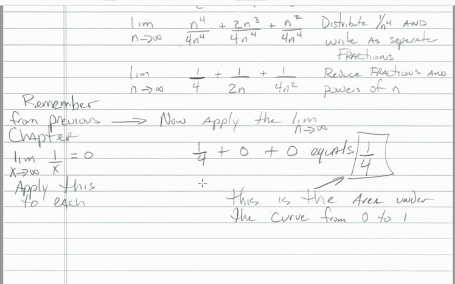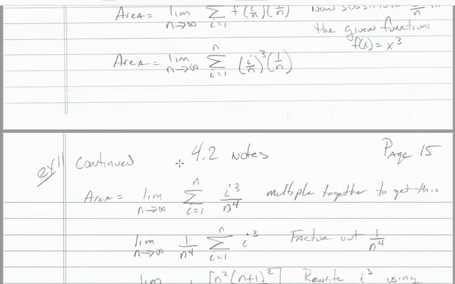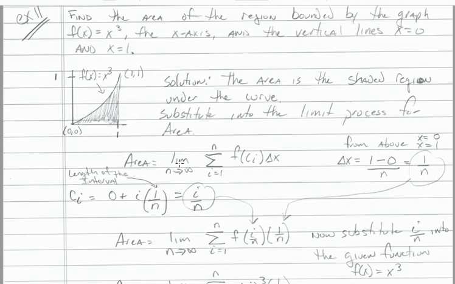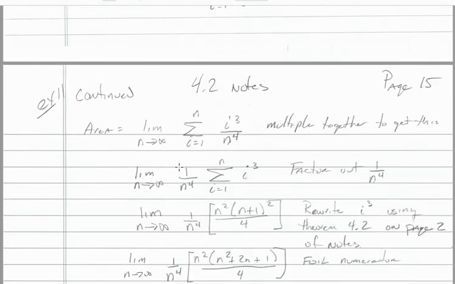So that's the area under the curve. It's 1/4. So what are we really talking about? We go back up here and look at the graph. If I were to find the area under the curve of x cubed from 0 to 1, the area is 1/4. And that's applying limits.